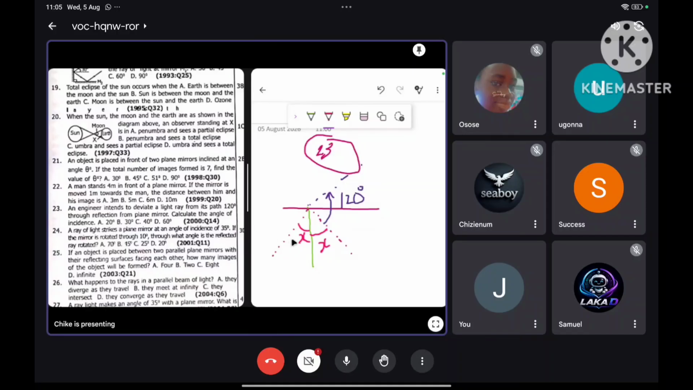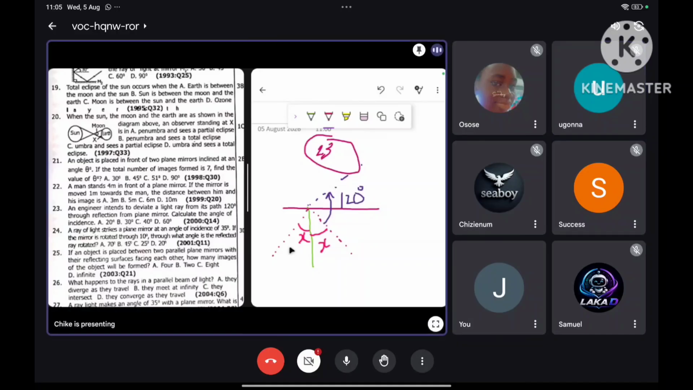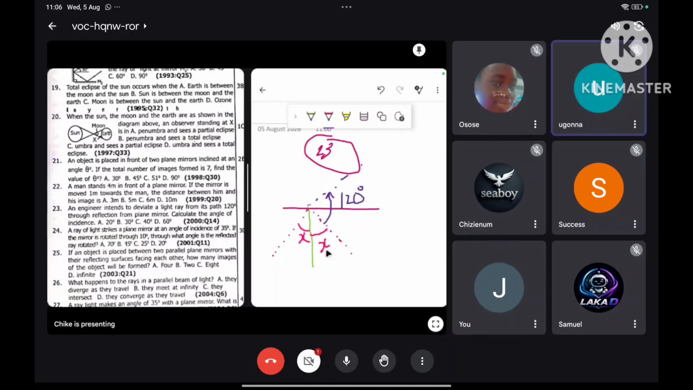I said that from our discussion on the laws of reflection, because here we're talking about an engineer who intends to deviate a light, and he mentioned reflection, the second law of reflection states that the angle of incidence is equal to the angle of reflection. So I now said this ray of light that this engineer intends to deviate off its normal course by 120 degrees, if its angle of incidence is x, what would be its angle of reflection? It will also be x. Is that correct? Do we get that first before I move on? Yes, sir. All right, good.